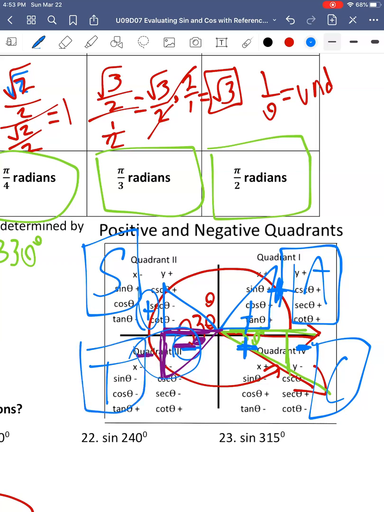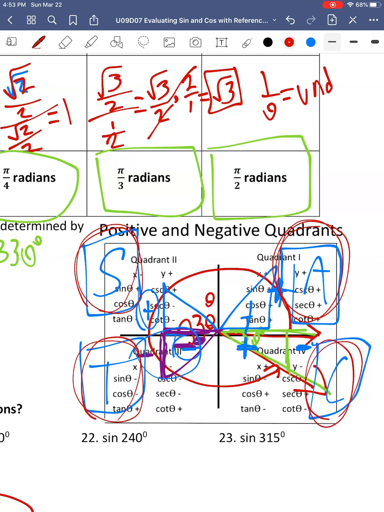One of the mnemonic devices a lot of people use is "All Students Take Calculus." I'm just going to circle these as I go. All, meaning in quadrant 1, all the trig functions are positive. Students, meaning in quadrant 2 only sine is positive. Take, the tangent is the only positive trig function in quadrant 3. And calculus, in quadrant 4, only cosine is positive. So it's all students take calculus. Not saying it's true, saying it's a way to remember the quadrants. It's ASTC, going from quadrant 1, 2, 3, and 4.